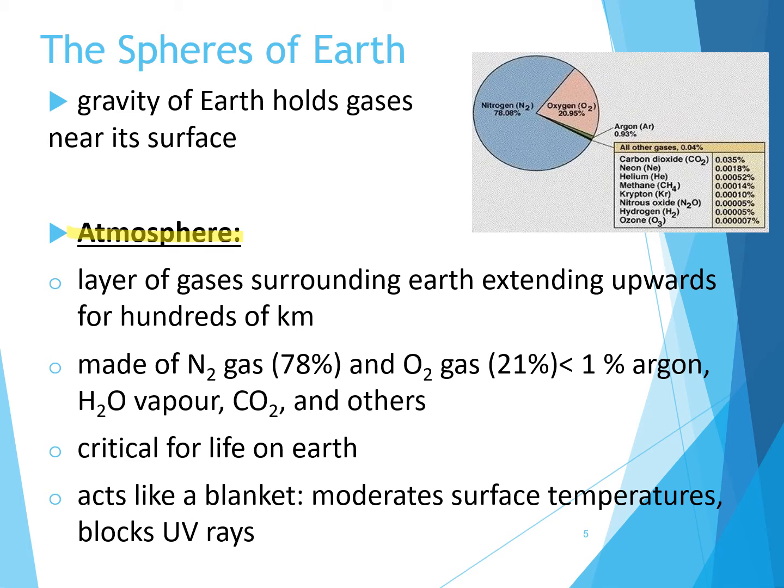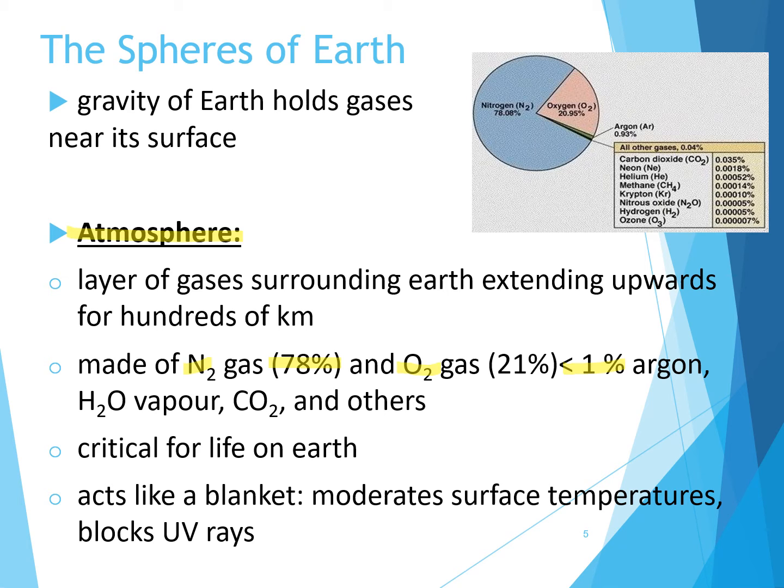The atmosphere is specifically made of nitrogen gas, which makes up 78% of the atmosphere. We also have oxygen gas, which makes up 21% of the atmosphere. And then we have a little bit left over, so less than 1% is made up of different elements like argon, water vapor, carbon dioxide, and a few others. But for the most part, the majority of the atmosphere is made up of nitrogen and oxygen gas.